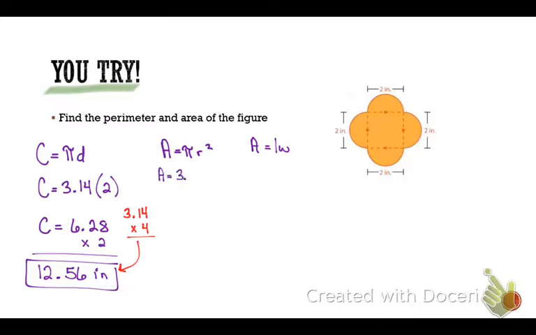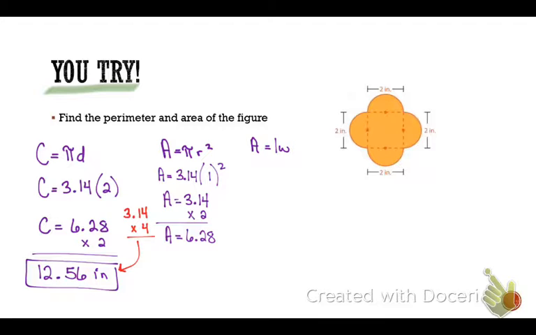So for pi r squared, 3.14 times 1. Does everybody see where I got 1? It's the radius. If the diameter is 2, the radius is 1. What is 1 squared? 1. So then 3.14. But remember, this is the area of an entire circle. So what I'm saying is, if there are 4 semicircles, that's equivalent to how many circles? 2. So 3.14 times 2 gives me the 6.28.